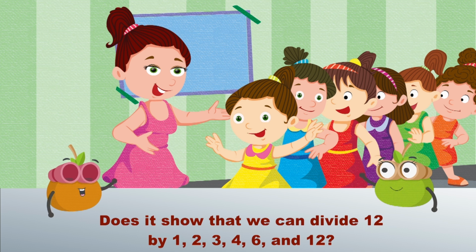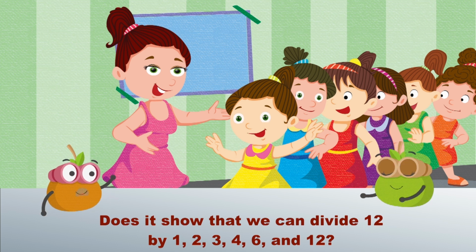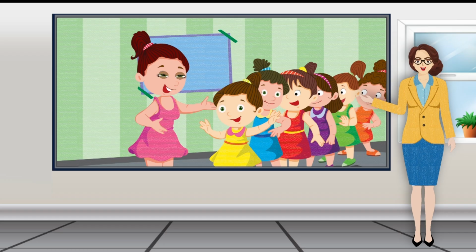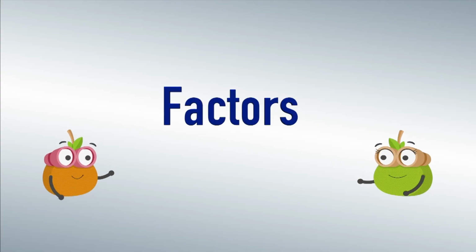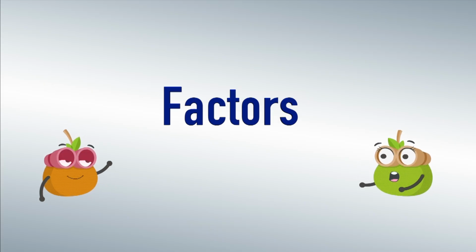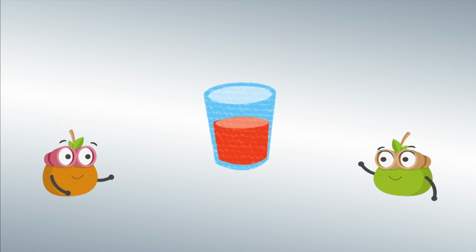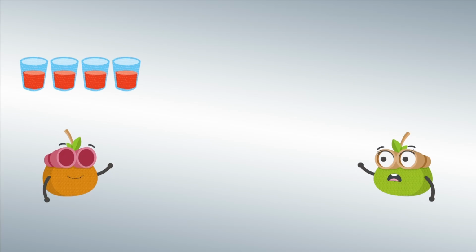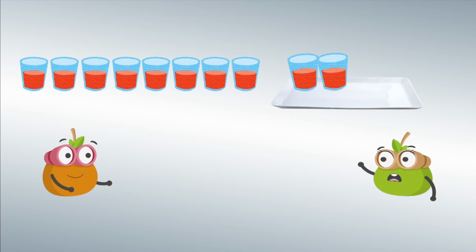Does it show that we can divide 12 by 1, 2, 3, 4, 6 and 12? Yes, because these are all the factors of 12. Let's learn more about factors. Factors. Abhi, do you know what a factor is? No, Whoopi. Bring 8 glasses and arrange them on a tray. I will explain. I can arrange 8 glasses in 1 row or 4 glasses in 2 rows.